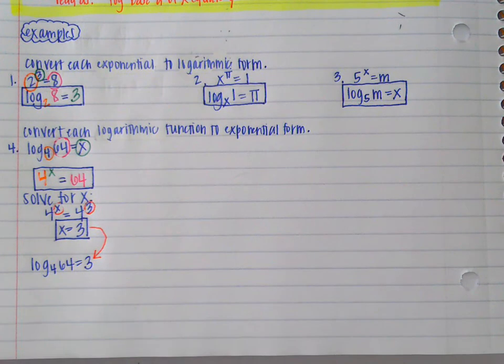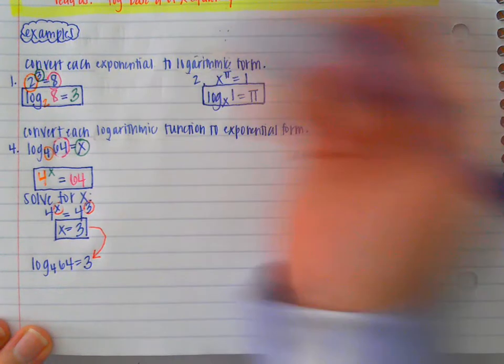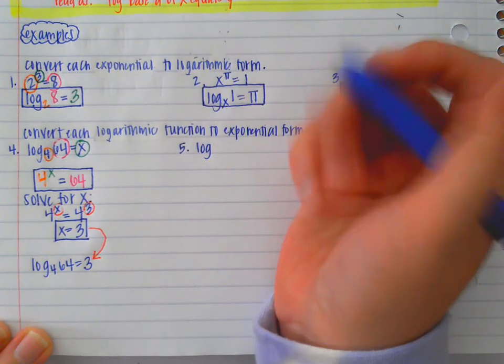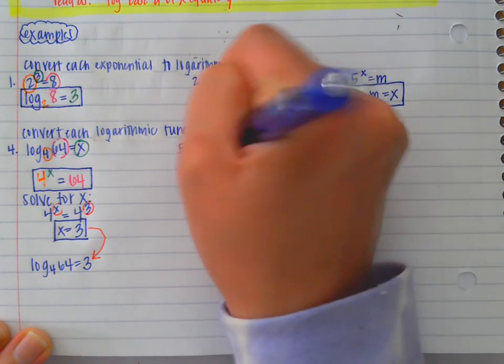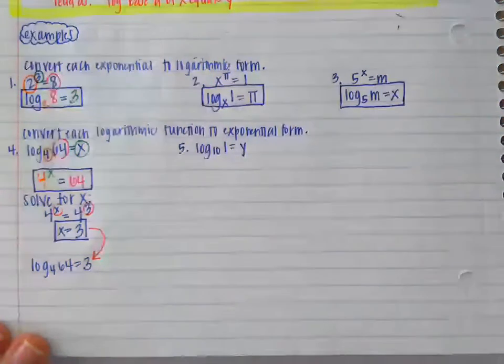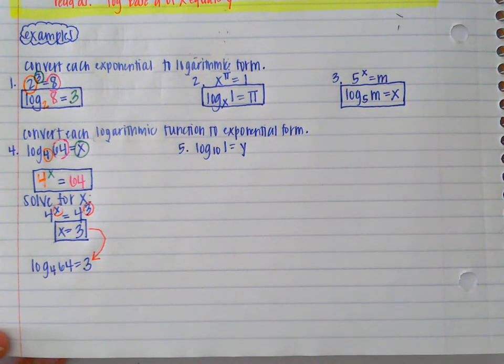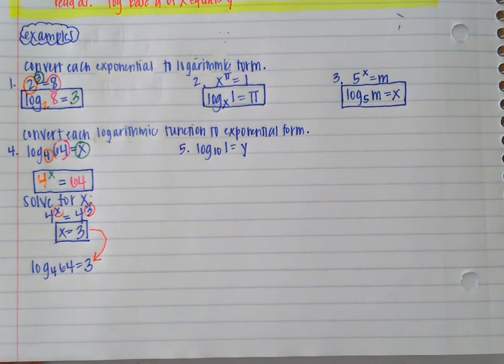But let's get back to just converting each logarithmic to exponential. Okay, so if I have log base 10 of 1 equals y, what I want you to do is pause me here, try to rewrite that as an exponential on your own, and then come back and check your work.